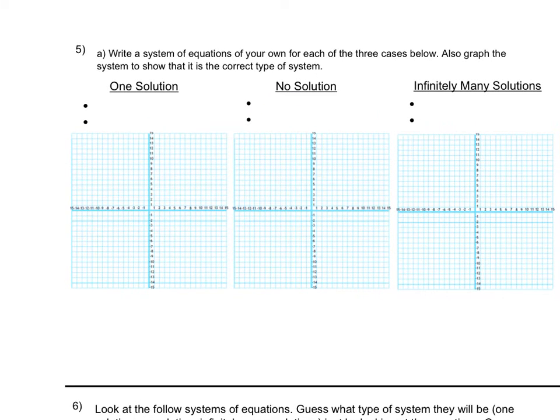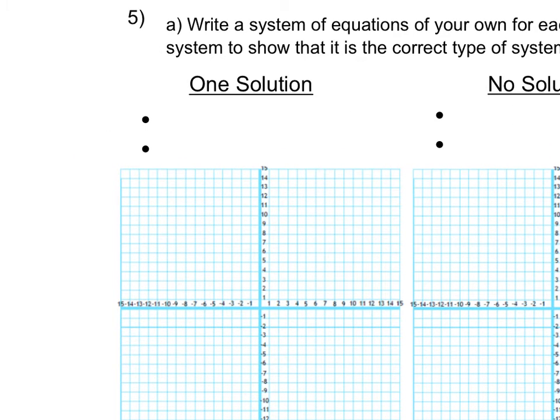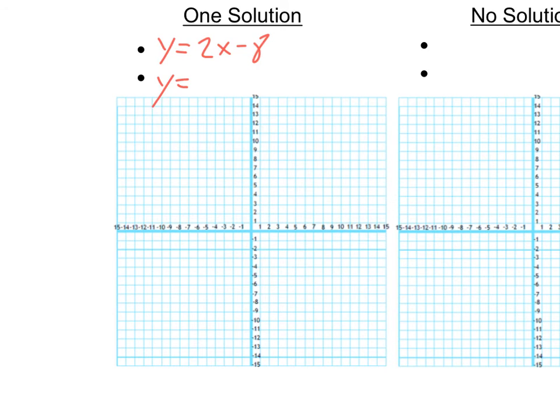It says write a system of equations of your own for each of the 3 cases below. So you're going to make a system that would have one solution, okay? So maybe you'd start off with an equation y equals 2x minus 8 or whatever you want, and then you're going to make another equation y equals, and just make sure that when you graph it down below, you're going to have one solution, okay?